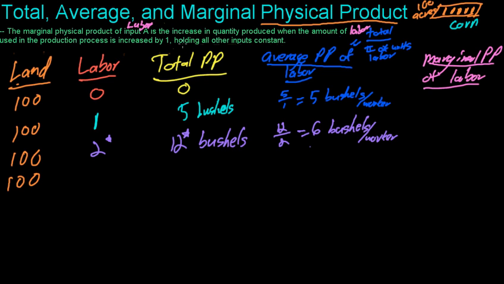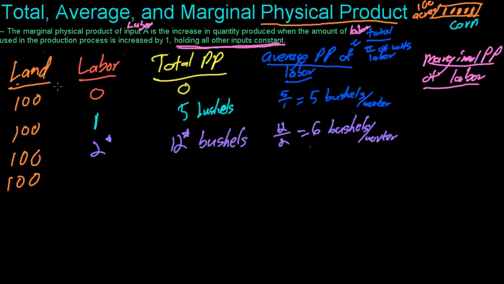And this part right here, this holding all other inputs constant, is really, really important. So the only other input that we have in this model is land, and land is always constant. So we don't need to worry about this in this example. But if land was changing from like 100 acres to 50 acres here, and then from 50 acres up to like 70 acres over here, then we could never calculate a marginal physical product of labor for the first or second unit of labor, because land would be changing. So the other inputs have to be held constant.